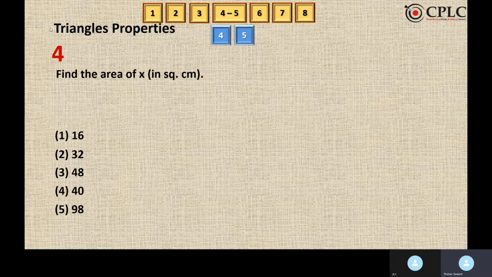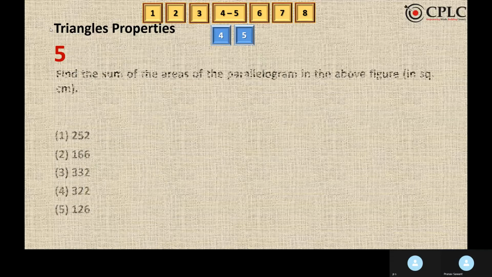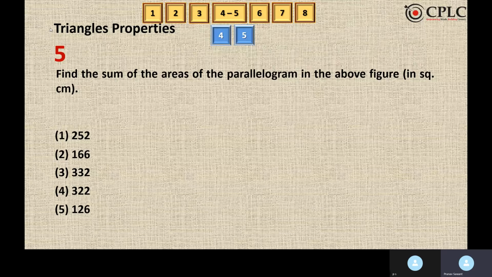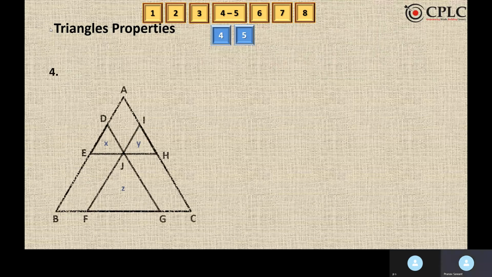Fourth question says find the area of X. Fifth question says find the sum of the areas of the parallelograms in the above figure. Now, let's solve the fourth question first.